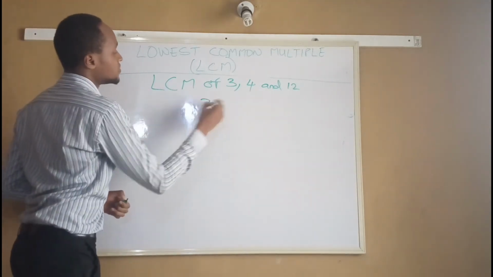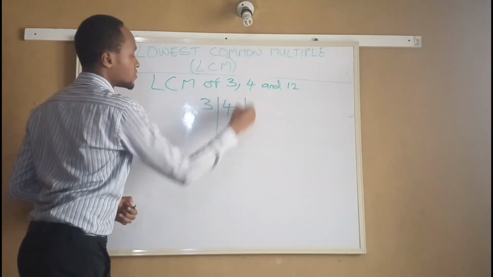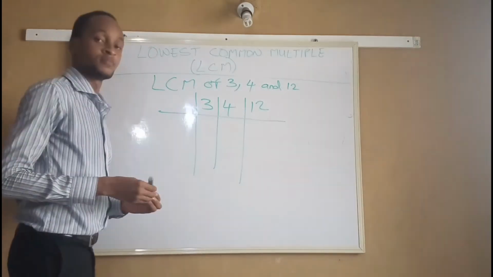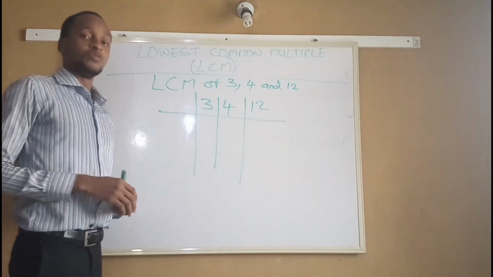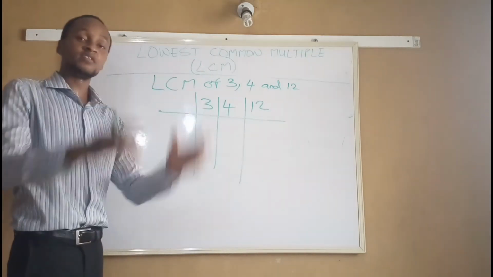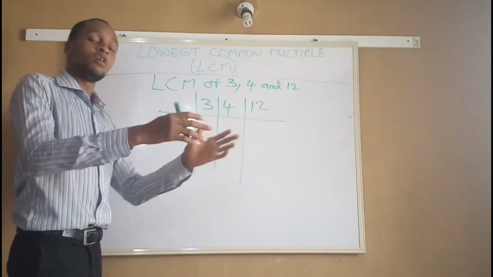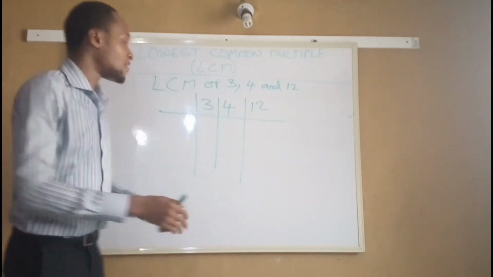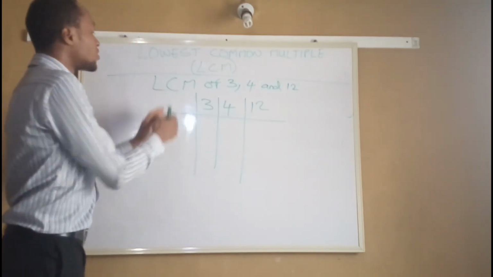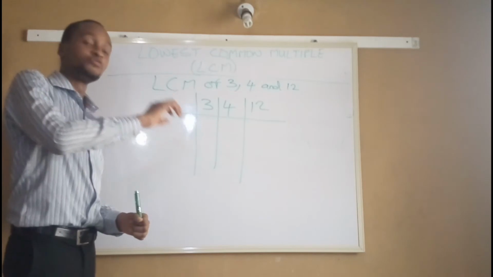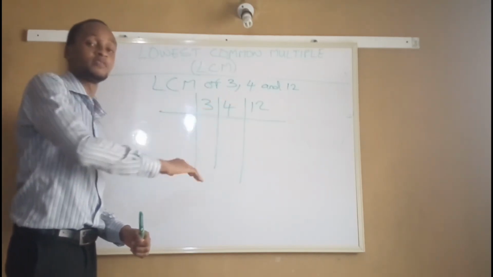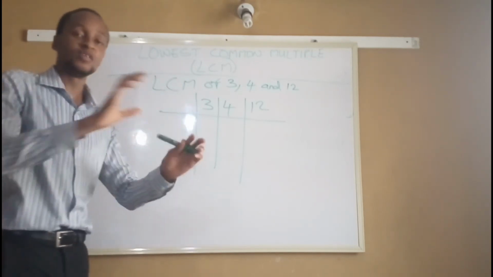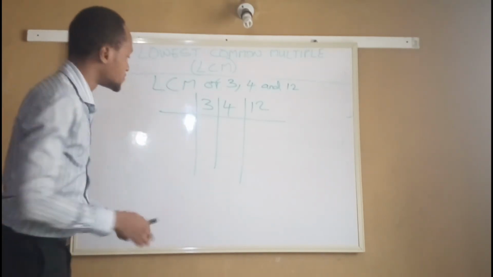Now we have 3, 4, 12. The first thing you do is you create a table and you create columns for each of the numbers that you are asked to find the LCM of. And you create a separate column. This column comprises the prime numbers you will use to divide through each of these numbers. And the numbers you get here, you will multiply them, and with that you will get the LCM. Watch me as we do.